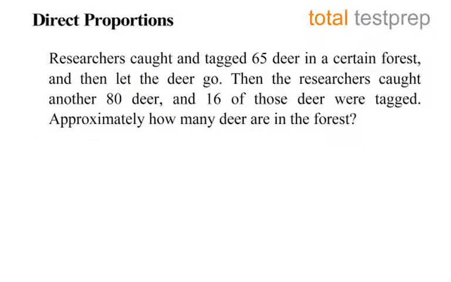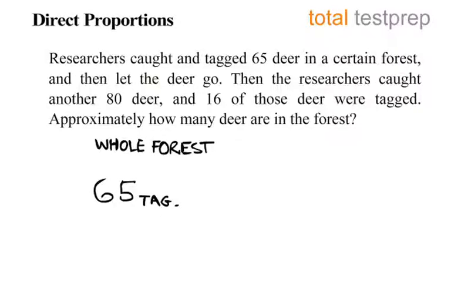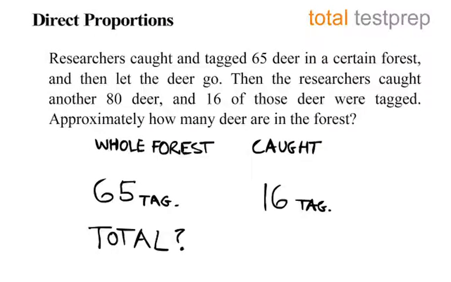And finally, let's take a look at this last question. Researchers caught and tagged 65 deer in a certain forest, and then let the deer go. Then the researchers caught another 80 deer, and 16 of those deer were tagged. Approximately how many deer are in the forest? Well, we know that in the whole forest there are 65 tagged deer. What we don't know is the total number of deer. That's the unknown. However, we know that when we caught the deer, there were 16 that were tagged, and there were a total of 80 deer that were caught.